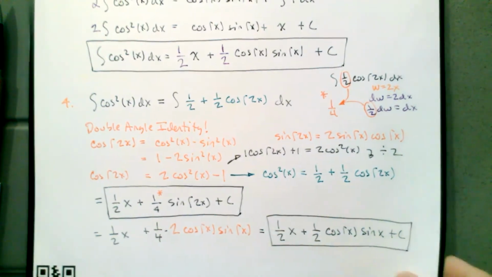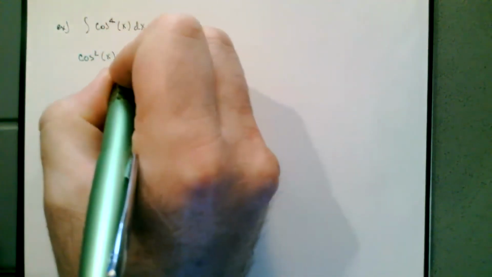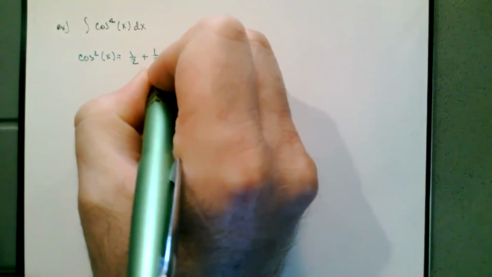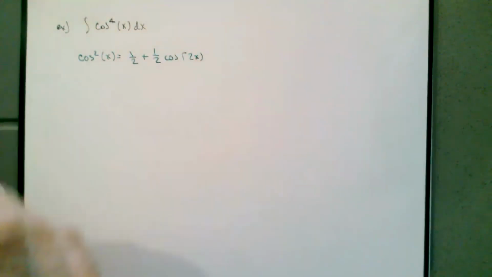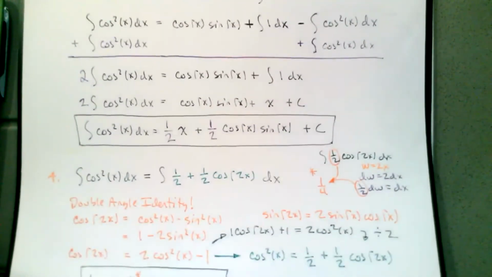So for example, if we had to integrate cosine to the 4th x, here's an even power of cosine. We can use the same identity. Cosine squared x is 1/2 plus 1/2 cosine of 2x. That's just the double angle identity when it's solved for cosine squared: a half plus a half cosine 2x.